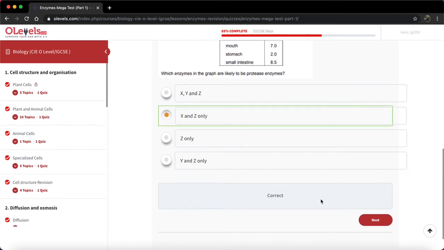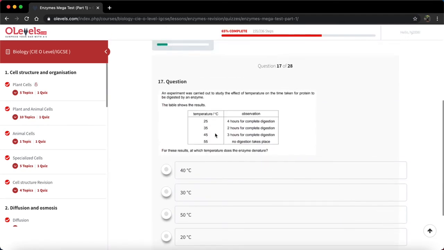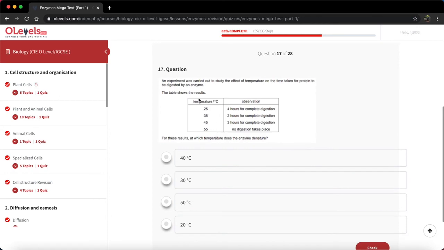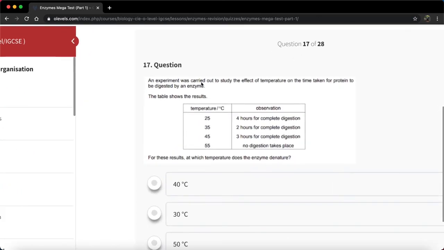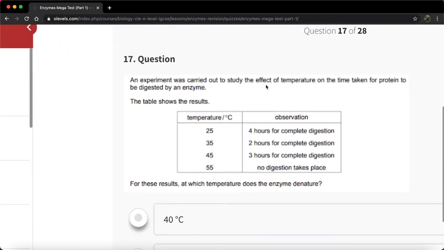And we got it right. Now next. Question 17. The experiment was carried out to study the effect of temperature on the time taken for protein to be digested by an enzyme. The table shows the result. We are given the temperatures in one column, and in the second column we are given the observations.